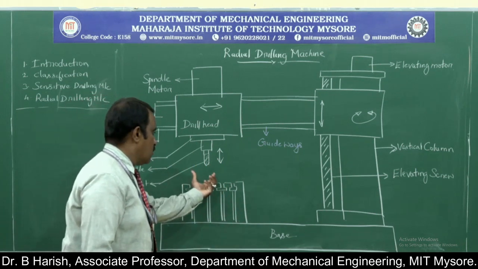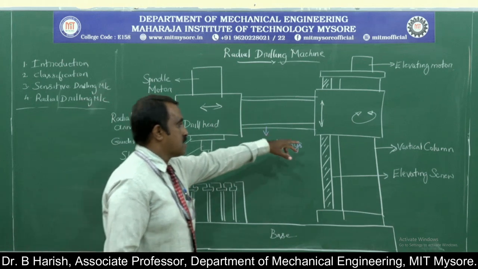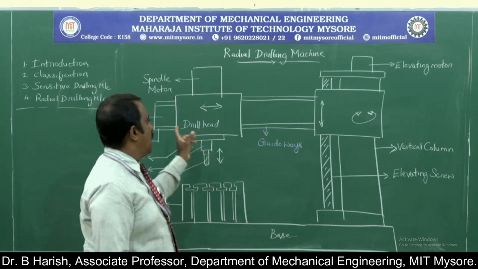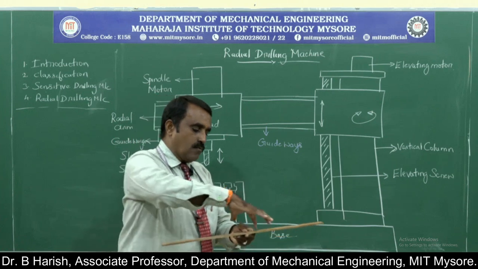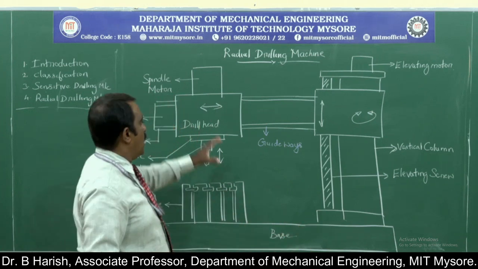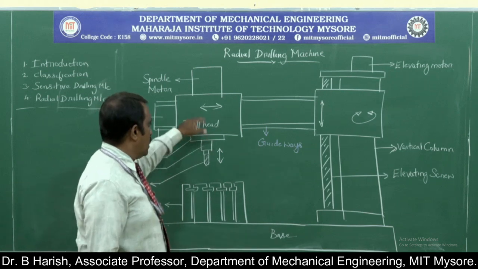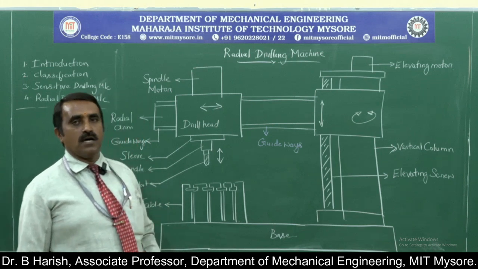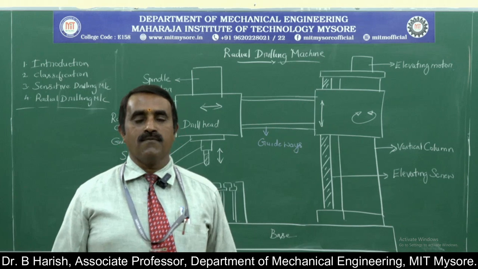So once the workpiece is fixed, we can adjust the location using these three movements, that is radial arm movement in vertical direction, radial arm movement through 360 degrees, and drill head movement along the horizontal direction. We can adjust the location where we have to drill the hole, and once the adjustment is done using these three movements, the feed is given, so the drill bit goes deep into the job and the required size of hole is drilled on the given workpiece.